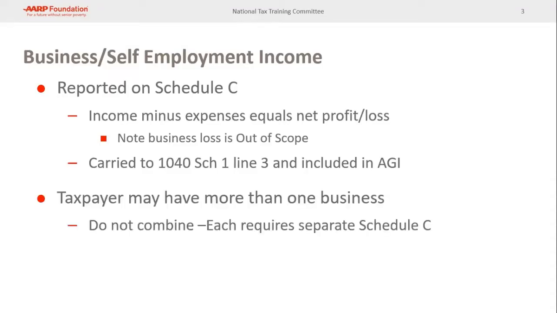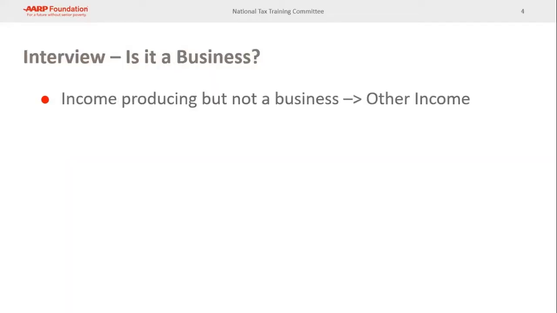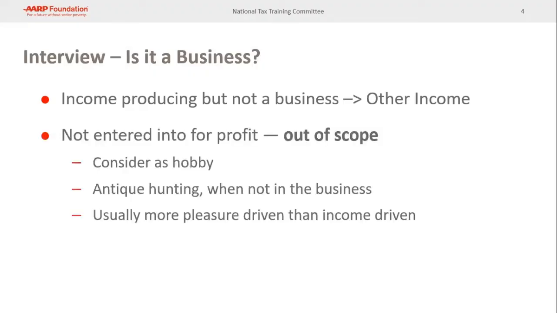If you have a taxpayer with more than one business activity, even if they are similar, they cannot be combined. Each needs a separate Schedule C. The taxpayer interview is key to determine if it really is a business. If you determine that it's not a business, then the income received would be reported as other income. If the activity is not even intended to generate a profit, then it is out of scope for Tax-Aide and is likely some type of hobby. If it is only a sporadic activity, then there is no routine and it's not a business.